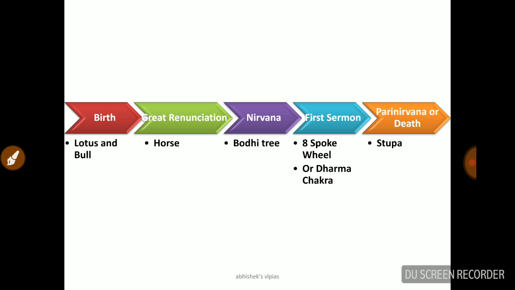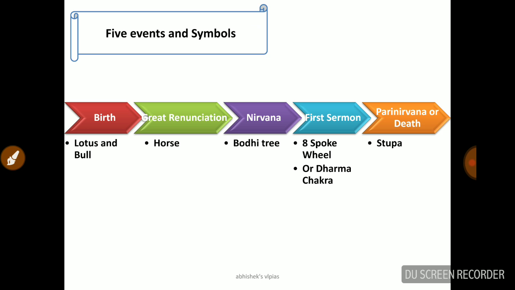The next one is great renunciation, that is represented by the symbol horse. And nirvana is represented by definitely the Bodhi tree. The first sermon at Sarnath was represented by the 8-spoke wheel or Dharma Chakra. And the fifth one, Parinirvana or death, we represent with the symbol Stupa. So the Stupa is also very important. These are the 5 events and the symbols connected with Lord Buddha.